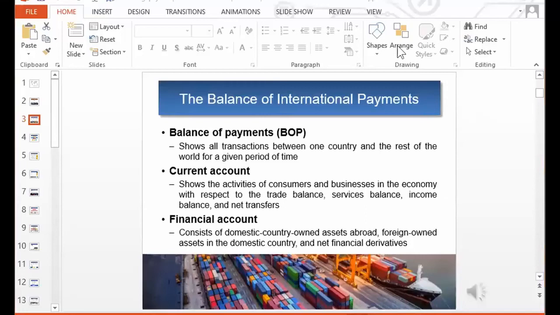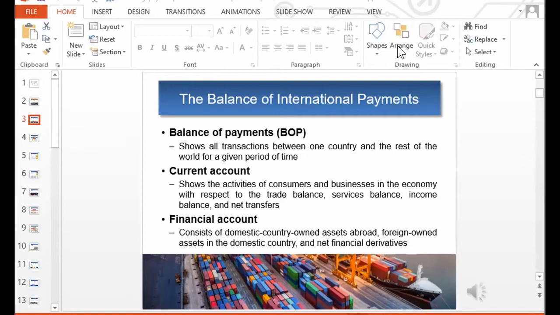All right. The balance of international payments. What is the balance of payments? In the discussion of international trade and economics, understanding the balance of payments is very important. The balance of payments is an economic indicator. It tells about the performance of a country with regards to trade.